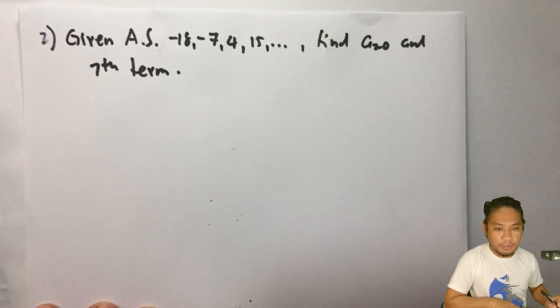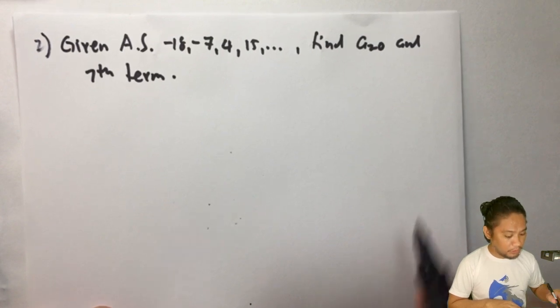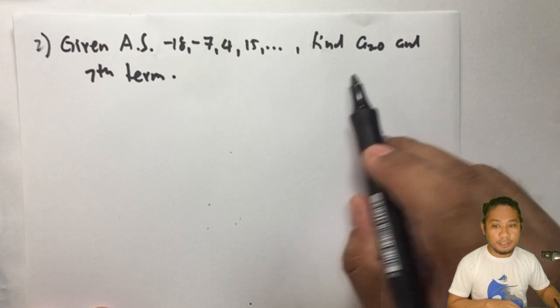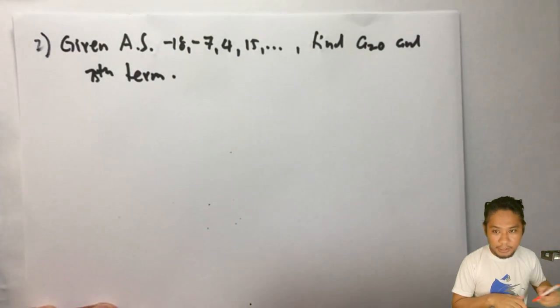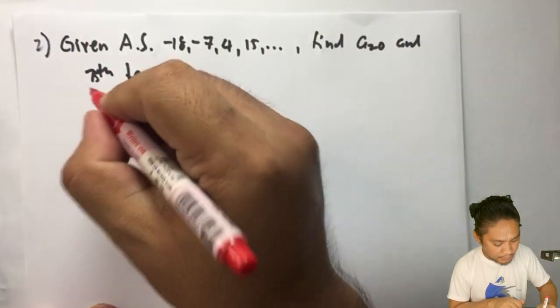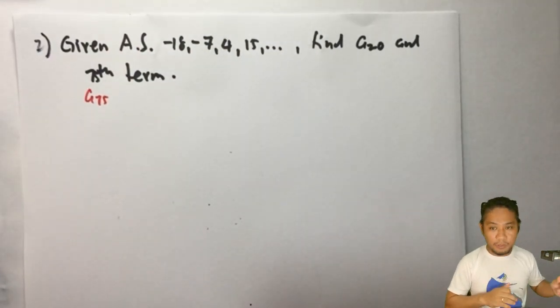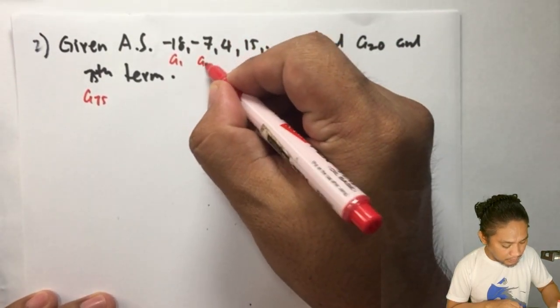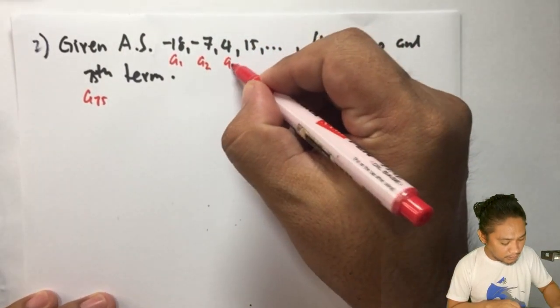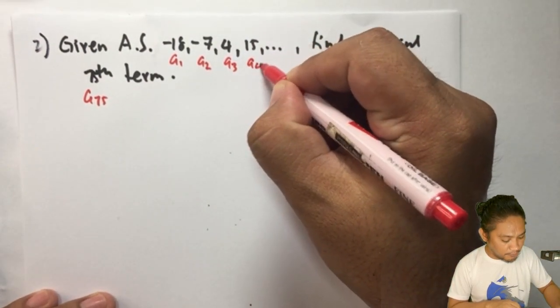So this is our second problem. Given the arithmetic sequence -18, -7, 4, 15. Find the 20th term, or a sub 20, and the 75th term, or a sub 75. So that would mean that our first term is -18, our second term is -7, our a sub 3 is 4, and our a sub 4 is 15.